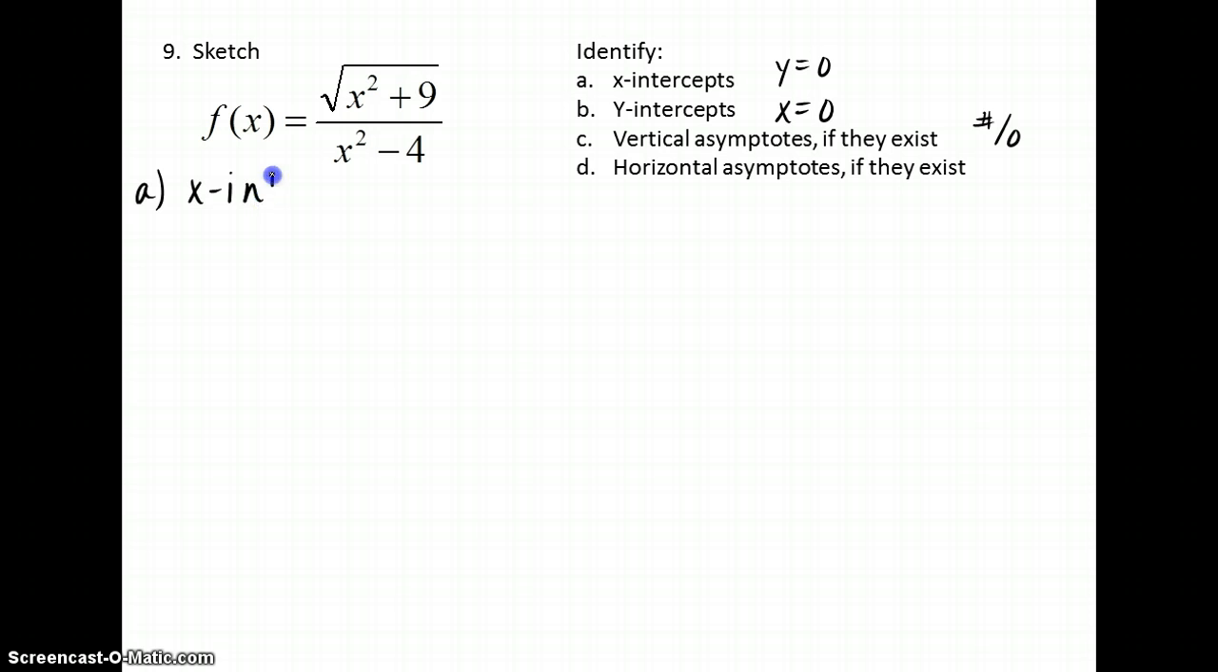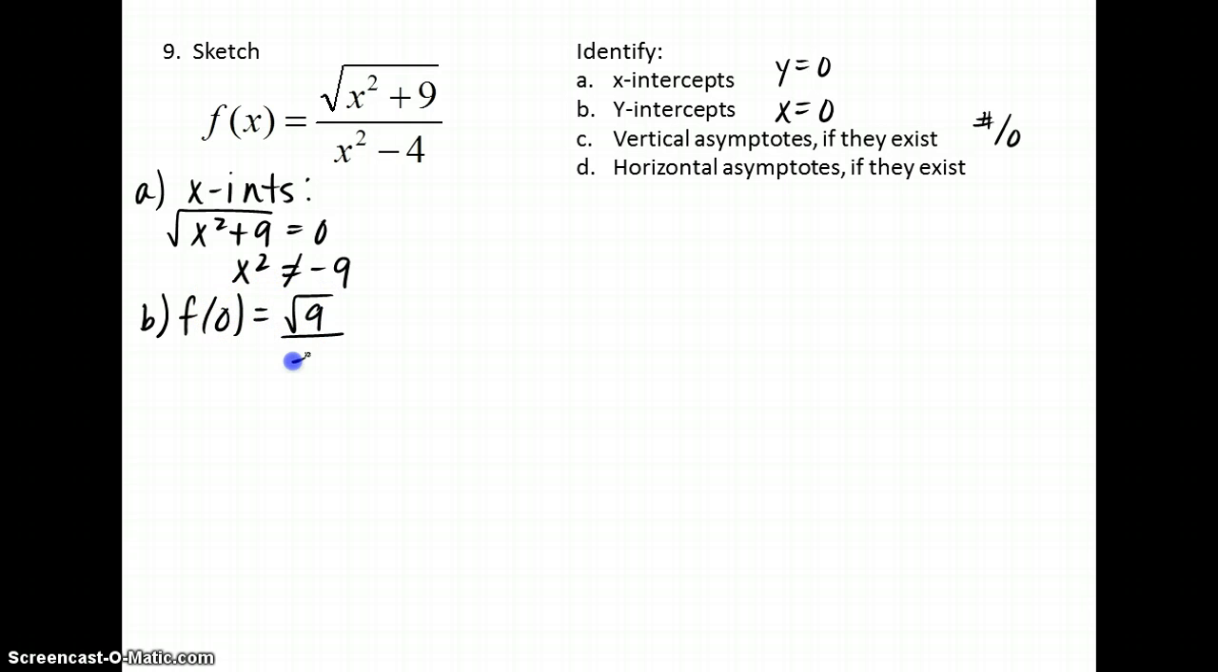So x-intercepts, when you have a rational function, it is equal to 0 when the numerator is equal to 0. If we attempted to solve that equation, we wouldn't get any x-intercepts. Y-intercepts, we set x to 0, so I get square root of 9 on the top, negative 4 on the bottom, so negative 3/4 would be our y-intercept. Vertical asymptotes, we set the denominator equal to 0, x squared equals 4, so x equals plus or minus 2.